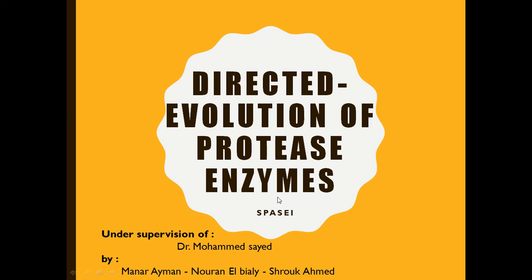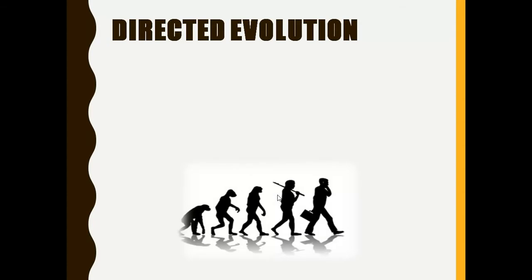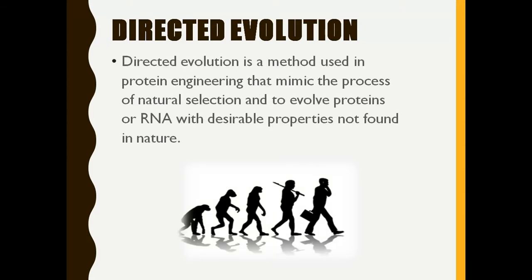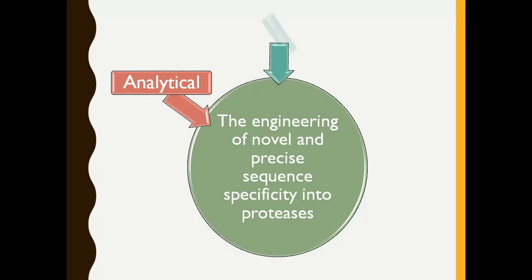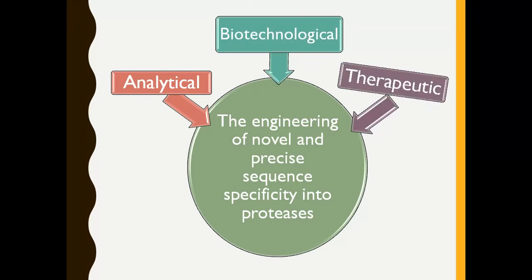Directed evolution of protease enzymes. Directed evolution is a method used in protein engineering that mimics the process of natural selection to evolve proteins or RNA with desirable properties not found in nature. The engineering of novel and precise sequence specificity into proteases will provide an important route to the development of new tools for analytical, biotechnological, and therapeutic applications.